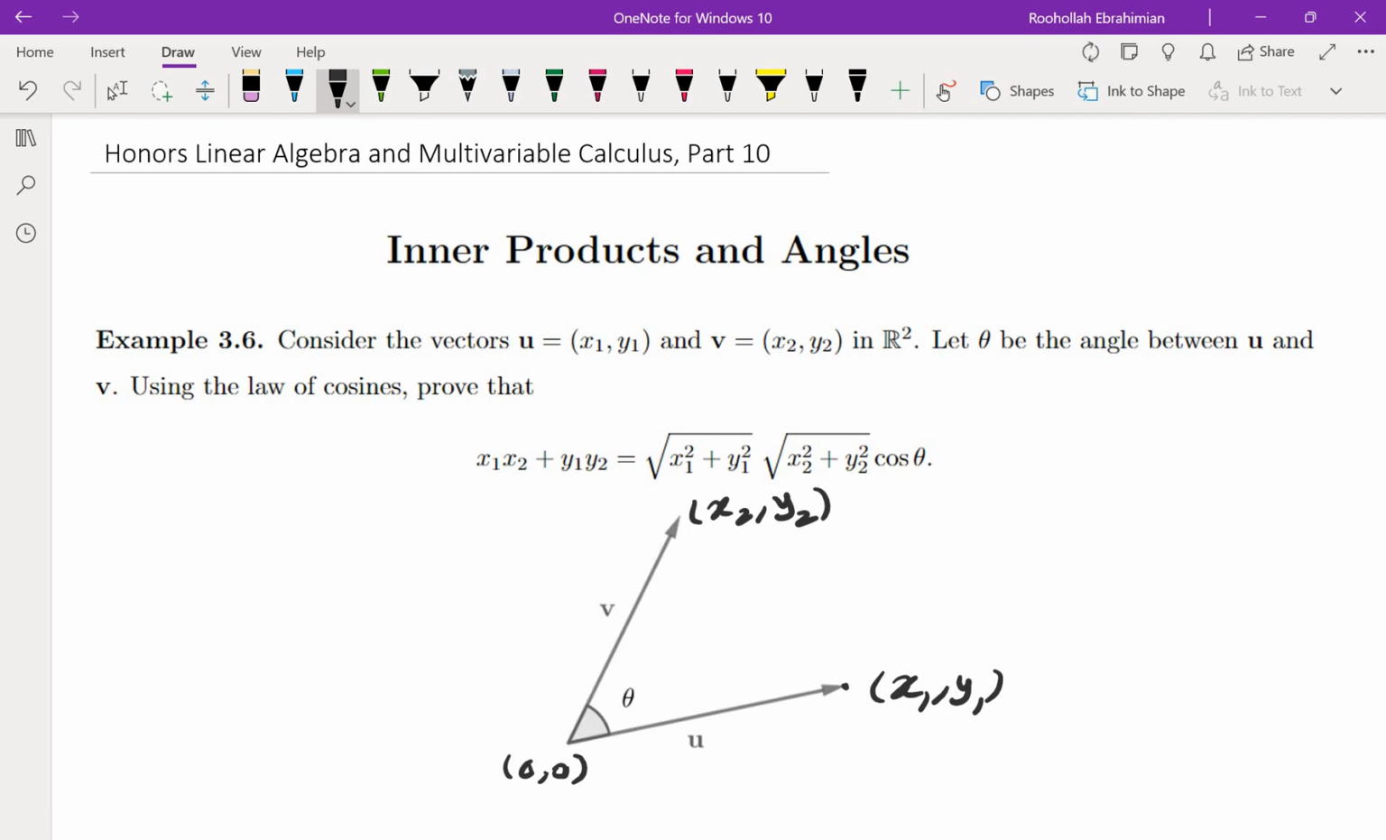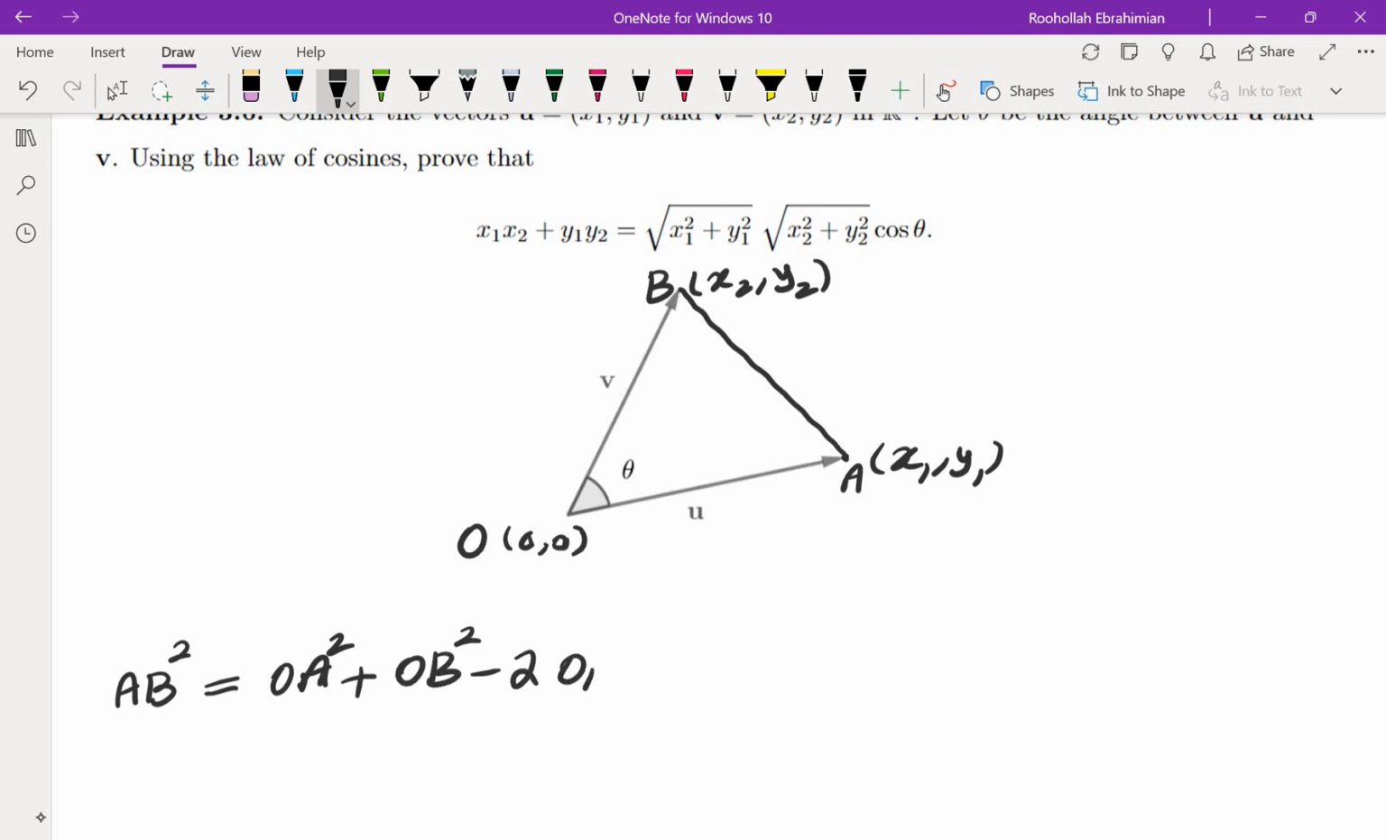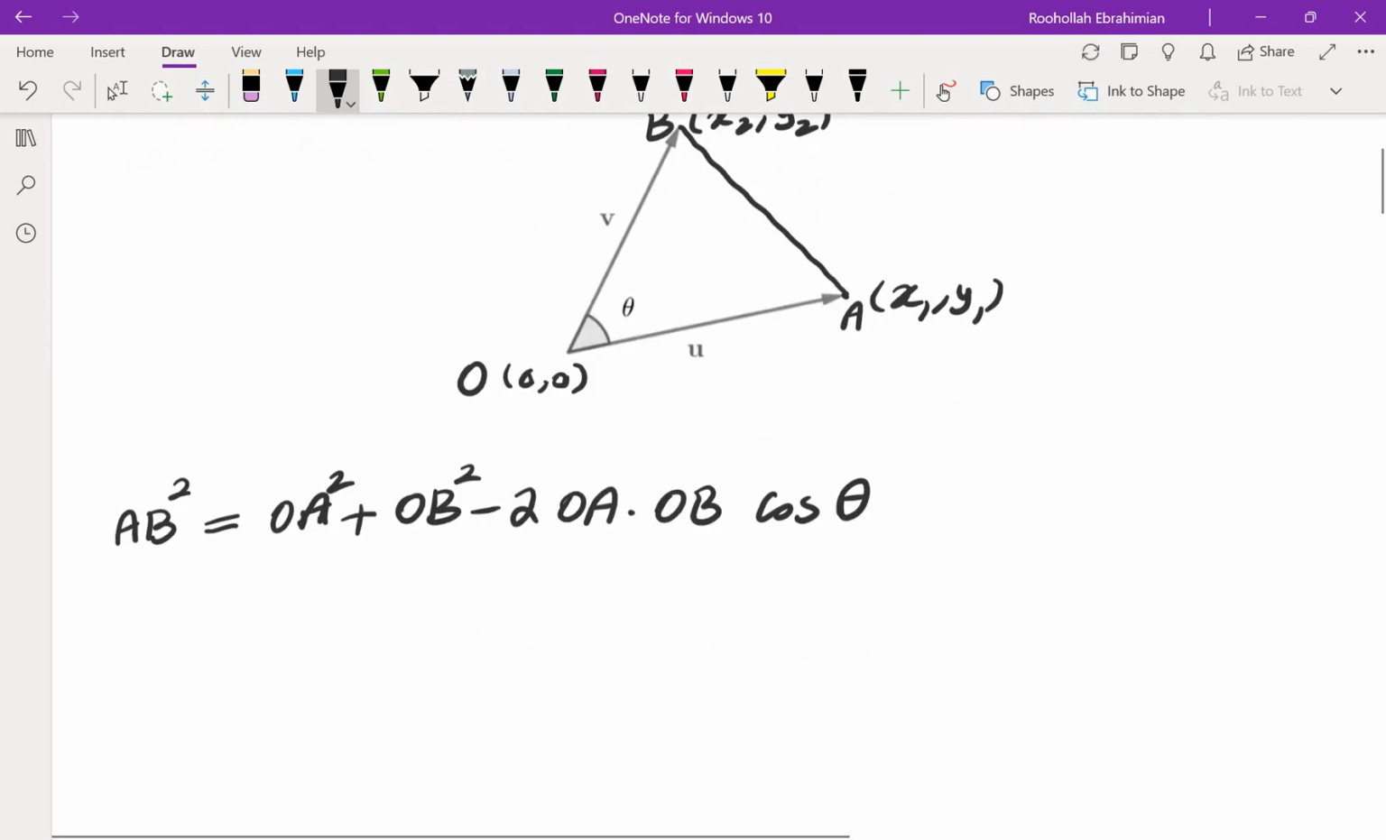And in fact, the relation is this. We're going to use the law of cosines to prove this relation. If you look at the distance between the points, this is the origin O, I will call this one A, and this one B. The distance between A and B, just to remind you, the law of cosines is AB squared equals OA squared plus OB squared minus 2 OA times OB times cosine of the angle in between. This is the law of cosines which you learned in high school.